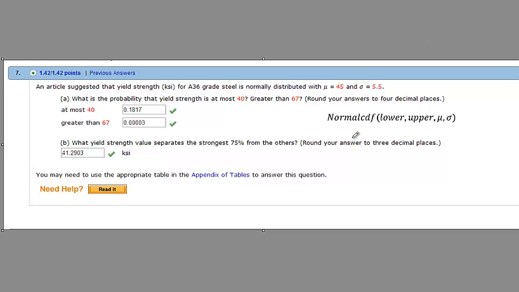This problem is similar to the two previous, but the mean and the standard deviation, these aren't standards. It doesn't really matter to us with our TI-83/84. The calculator will take care of those issues for us. It says, what's the probability that yield strength is at most 40? So that would mean at most 40, it means 40 and below. So I would be doing a normal CDF.